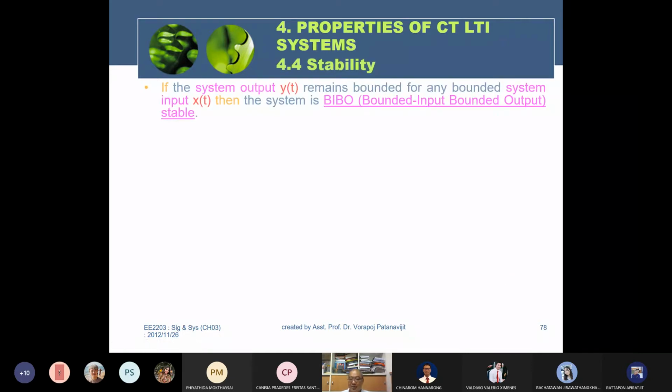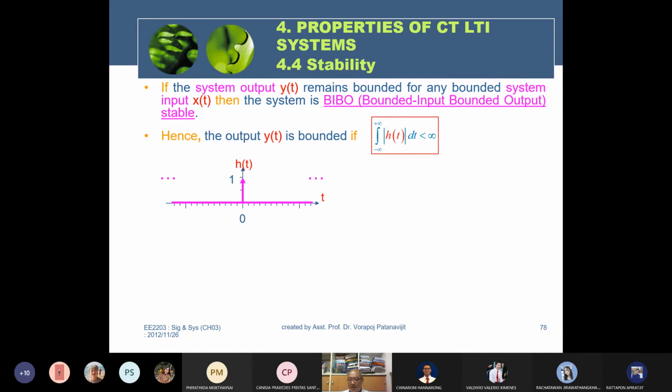The last one is stability. If the system output y(t) remains bounded for any bounded system input x(t), then the system is called BIBO stable. From this, we can consider whether the system is stable from the impulse response. If you take the absolute value and integrate it, and it is finite, less than infinity, it means the system is stable. For example, in this case, you integrate the impulse function, which gives you 1, less than infinity. Therefore the system is stable.